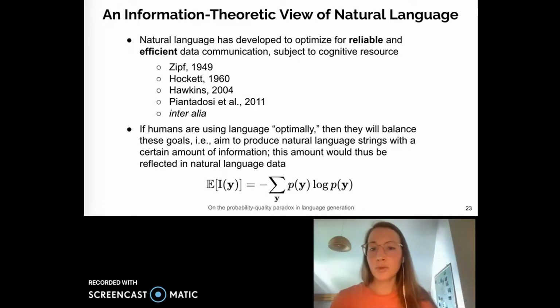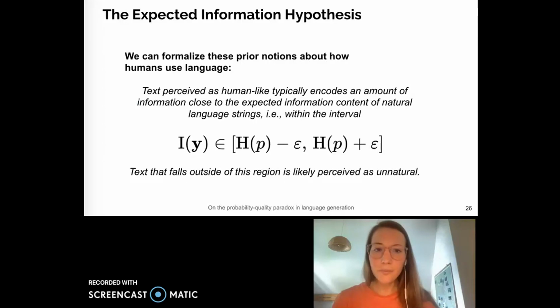So what is this optimal amount of information? Well, given a data set of human-generated natural language strings, we can simply estimate it as the average information contained by these strings. Note that this expectation is actually equivalent to the entropy of the distribution over strings. So this brings us to the expected information hypothesis. Now, given our goals of efficiency and robustness in communication, we hypothesize that humans tend to produce strings within a reasonably small range of the expected information content of natural language strings.